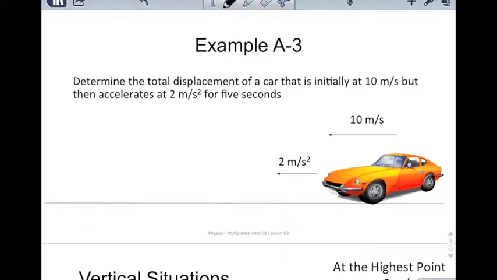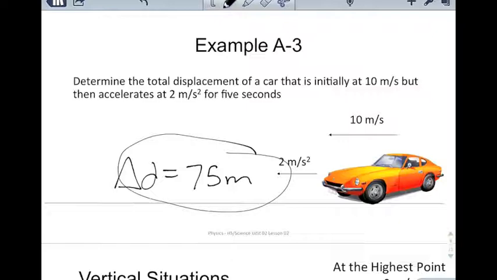In this example, it says determine the total displacement of the car. You should be able to figure out independently that the displacement of the car is 75 meters, and you should be able to justify that based on the information in the problem.